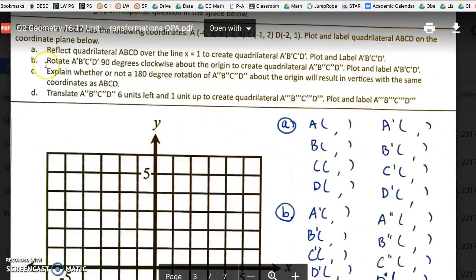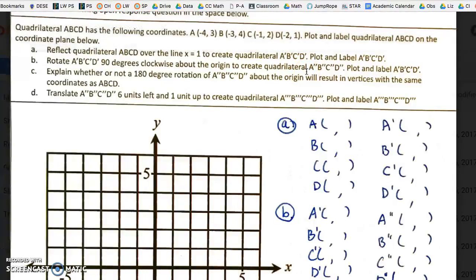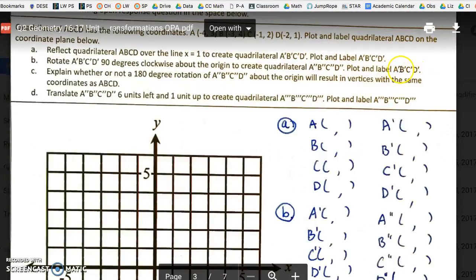Part B says to rotate A prime, B prime, C prime, D prime 90 degrees clockwise about the origin to create quadrilateral A double prime, B double prime, C double prime, D double prime. Make sure that you plot and label A double prime, B double prime, C double prime, D double prime, and I'll make sure to change this on the original as well.